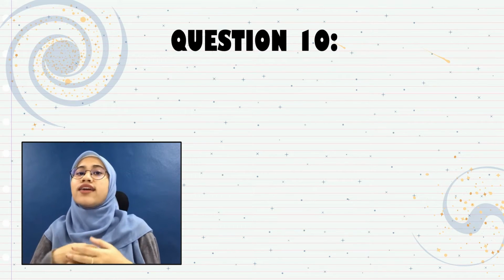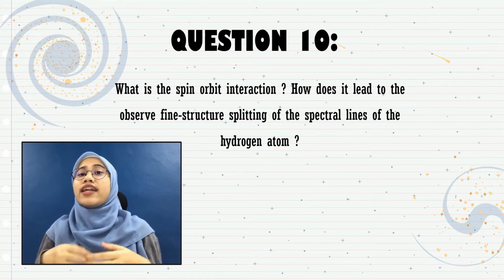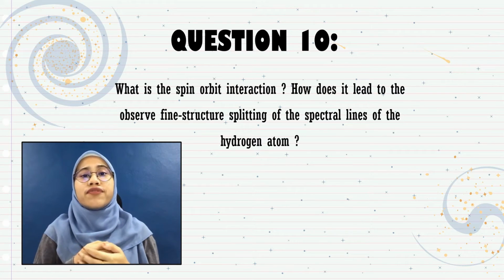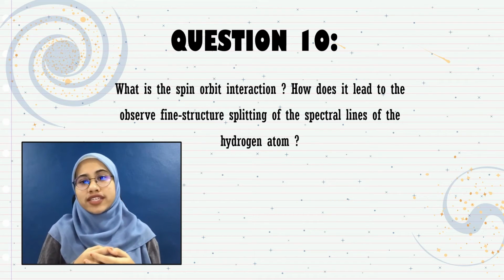Hi everyone, I'm Nur Emilia Natasha. So for today's video, I'm going to explain about tutorial 5 question 10. The question is, what is the spin-orbit interaction and how does it lead to the observed fine structure splitting of the spectral lines of the hydrogen atom?